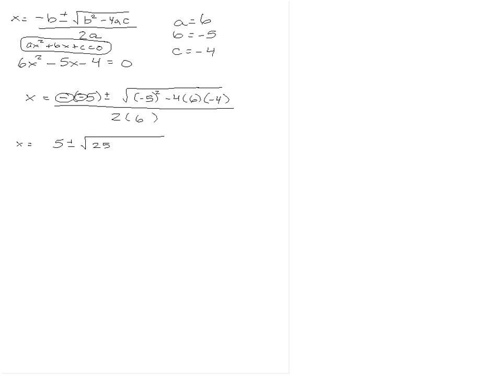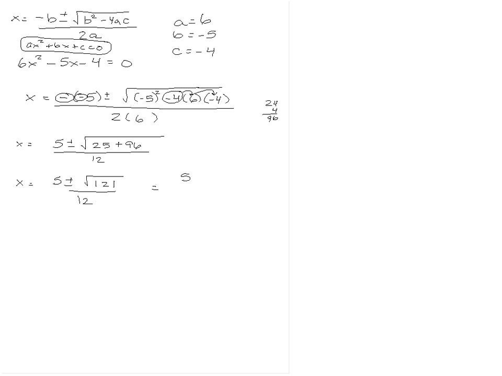Now, -4 times 6 is -24. -24 times -4 is positive, I think it's 96. 96, all over 12. So x equals 5 plus or minus the square root of 25 and 96, which is 121, over 12.